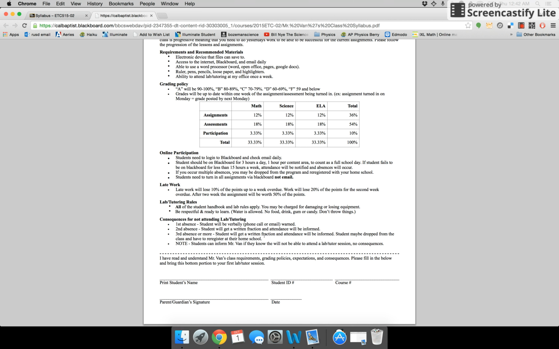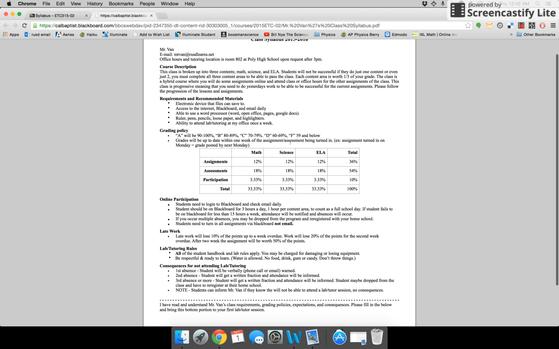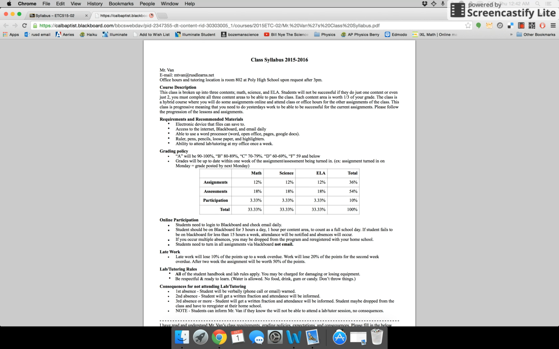This is if I was to do a real class. If I was doing all 3 subjects in one class, I would break it down into a third each. But I do science only, so I'd probably have it be like 30 to 40, 40 to 50, or 50 to 60, and then the last would be about 10%. So there's my syllabus.